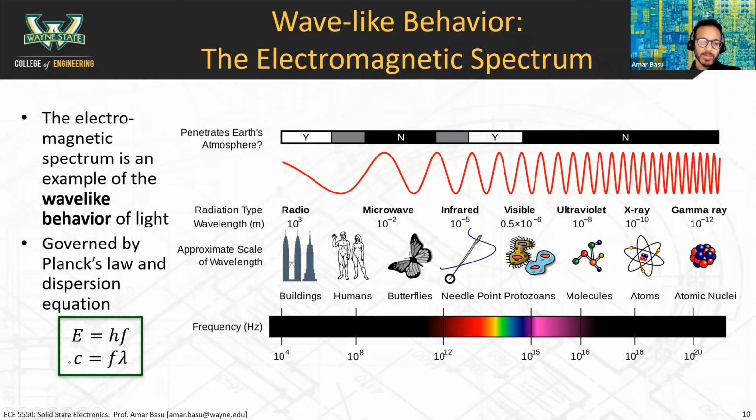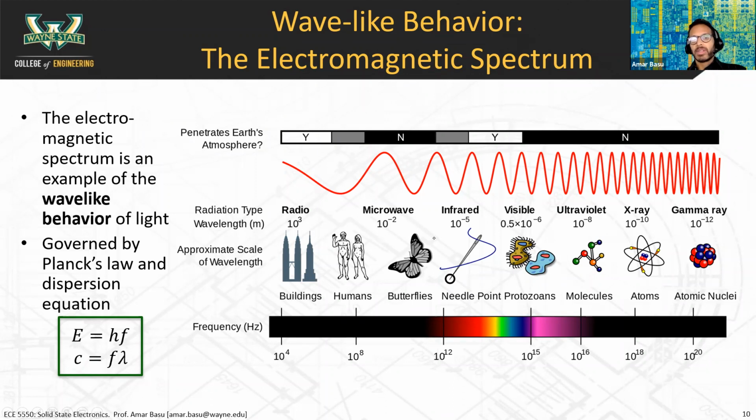That's fixed at 3 × 10⁸ meters per second. f is the frequency, and lambda is the wavelength. So the frequency and wavelength are inversely related. The second equation is Planck's relationship. The energy of the light is equal to Planck's constant times the frequency. So what that means is that high frequency light will have high energy.